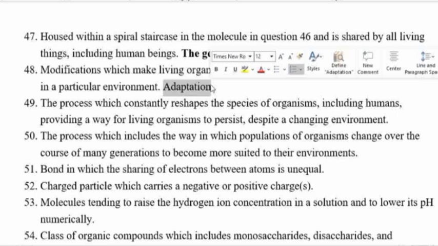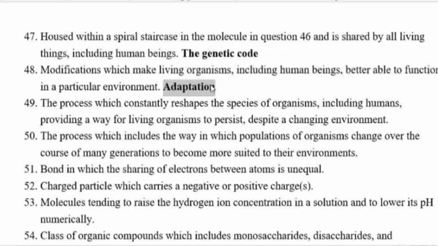They undergo homeostasis. They undergo metabolism. They are sensitive. They reproduce. They grow, and they are organized. So these are seven major characteristics of living organisms. So adaptation is one of them. And adaptation actually refers to modifications which make living organisms, including we the human beings, better able to function in a particular environment.